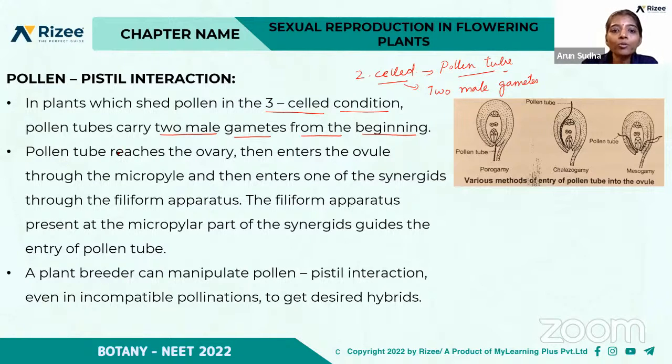So the pollen tube reaches the ovary, then it enters the ovule through the micropylar region, and then it enters through one of the synergids through the filiform apparatus. So what is the role of this filiform apparatus? The filiform apparatus, which is present at the micropylar part of the synergids, guides the entry of the pollen tube. So this is what is happening in most of the angiosperms, right?